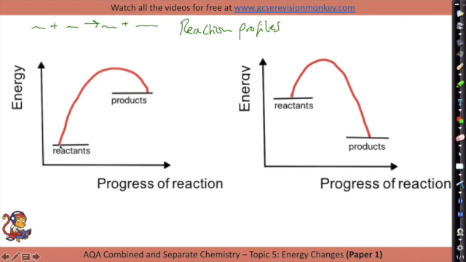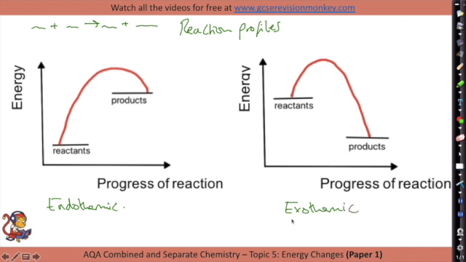So in this case, the energy of the reactants is lower than the energy of the products. This means energy must have been put into the reaction because the products have more energy. So this reaction profile shows an endothermic reaction, whereas with this one, again, say what you see, the reactants have more energy than the products. So energy must have been given out, so this is an exothermic reaction.